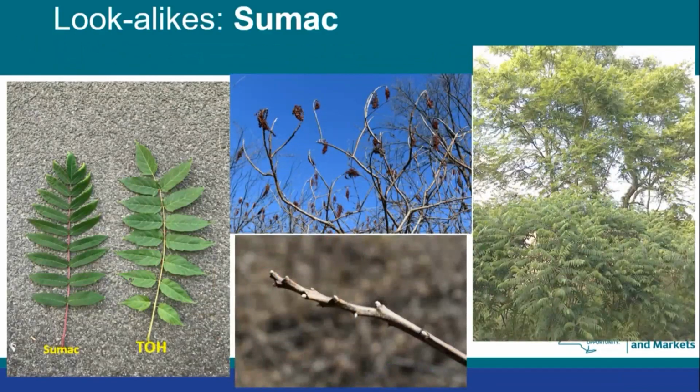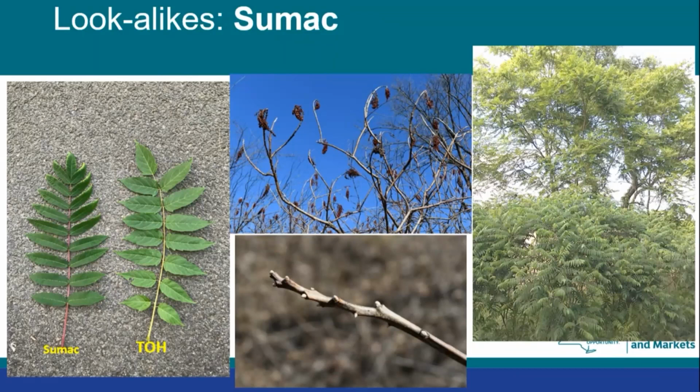Again, the sumac I mentioned has a compound leaf, and the tree of heaven often has a reddish hue to the base of the leaf, the petiole rather. So here they are side by side. They look very, very similar, but that little notch in the leaflet at the base of the leaflet is always a good telltale sign, where the sumac will never have that little notch. The sumac leaves are also more oval, where the tree of heaven leaflets are more tapered.